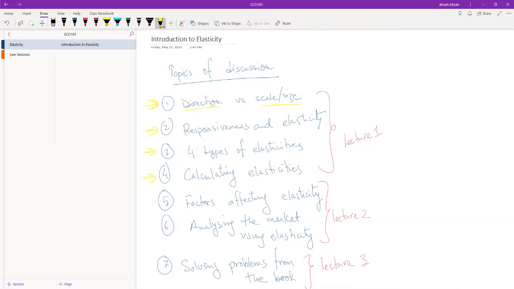So that's the end of lecture one. In the next class, in the next lecture, what we are going to do is we will discuss the various factors that affect the size of elasticity of a good. And once we've done that, we are going to use everything we've learned so far in this chapter to analyze the market. You've all already done market analysis using demand, supply, and market equilibrium analysis. We are going to add elasticity to that analysis and see what happens. Okay, so that's it for lecture one.